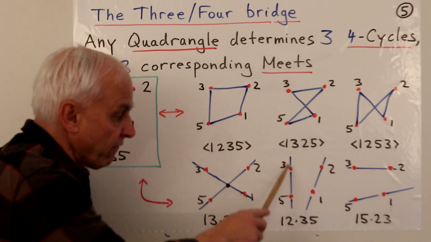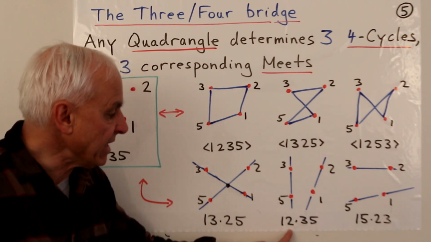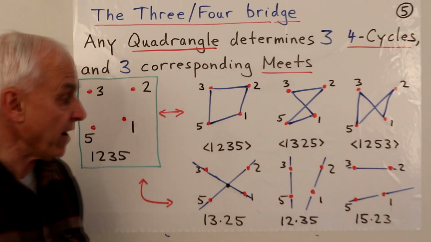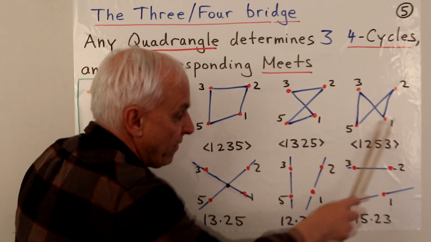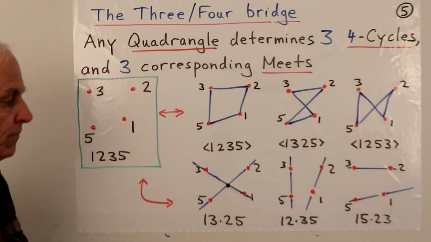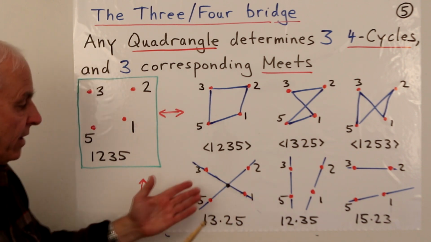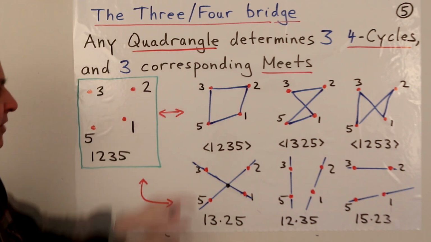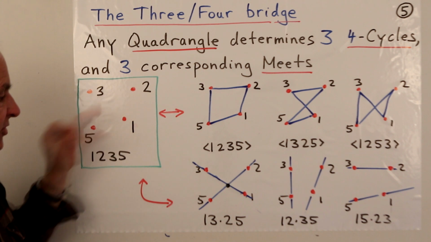Over here, the edges which are not appearing in this cycle are the edges 1, 2 and 3, 5. And there's a picture of them. There's the name of the meet, the set of edges consisting of the edge 1, 2 and 3, 5. And over here, the edges which are not visible are 1, 5, right there, and 2, 3. That's the meet 1, 5, 2, 3. So there's a correspondence between these meets, which we've already seen before, and these 4 cycles that are determined by this particular quadrangle.